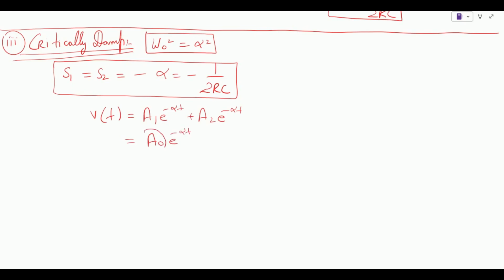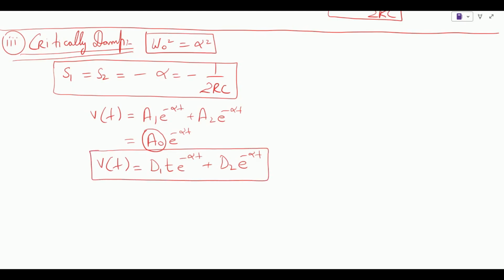Since this A naught is representing A1 and A2, it cannot be a single variable, because we need to find voltages and currents, and it is not dependent upon a single variable A naught. So what we normally do is we represent the voltage expression by changing A naught into two different variables known as D1 multiplied by t e raised to power minus alpha t plus D2 e raised to power minus alpha t. So this is how we redefine this equation, and thus this is the voltage expression that we are going to use when we find the critically damped behavior.